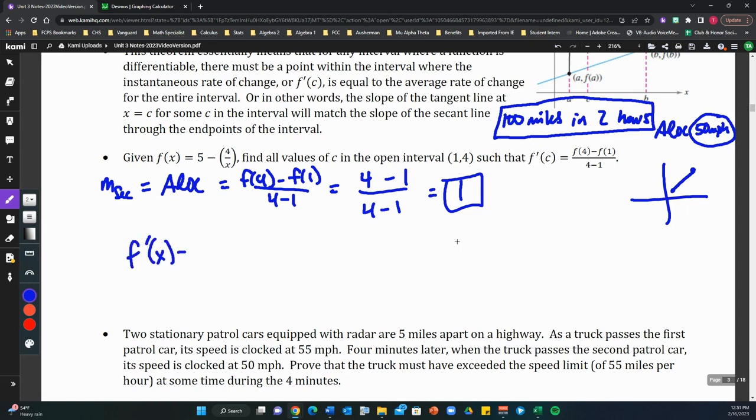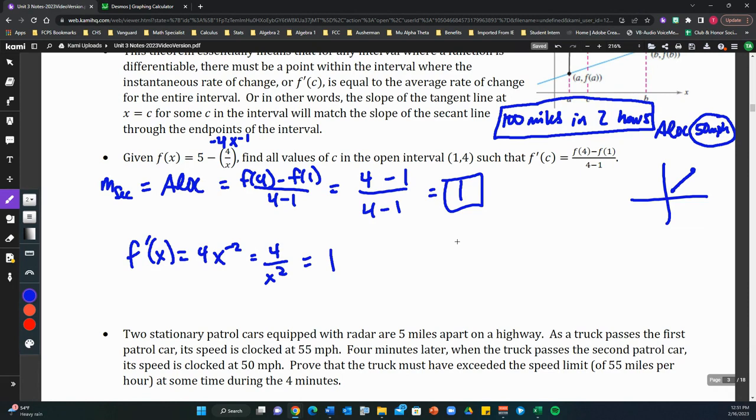So if I take the derivative of this guy, the derivative of 5 is 0. -4 over x is really -4x to the negative first power. So I get 4x to the negative second, or 4 over x squared. So I can now set that equal to 1. Again, this is f prime. This is the slope of the secant line.